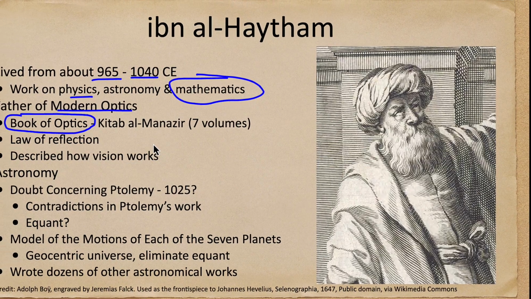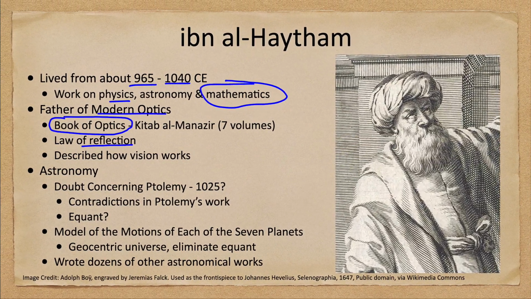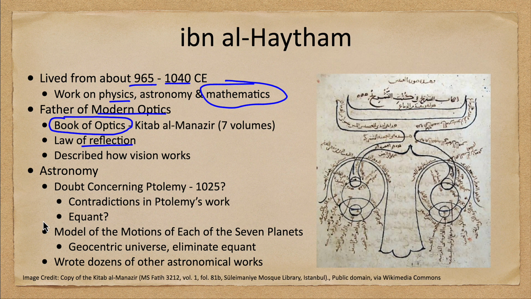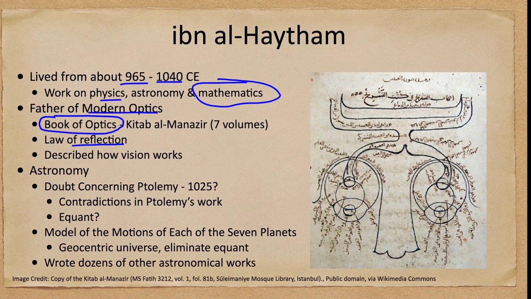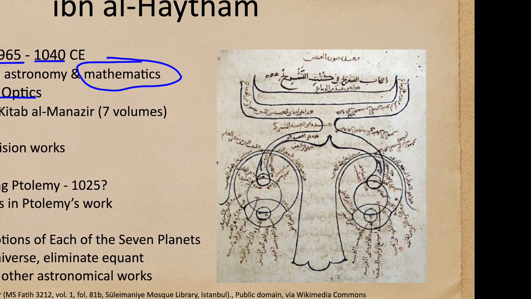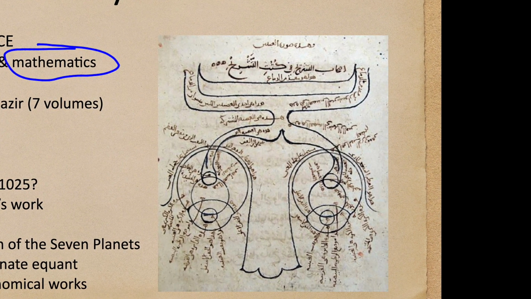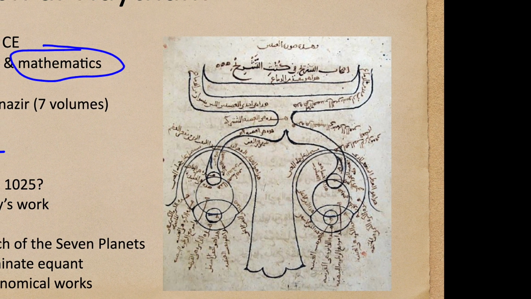And he studied things like the law of reflection, and even looked at how vision works and gave us some of our earliest modern understanding of how vision works. And we can see one of those sketches here with the eyes as to how the different pieces worked and put together. So this was one of our earliest understandings of optics and how vision works within the eye.